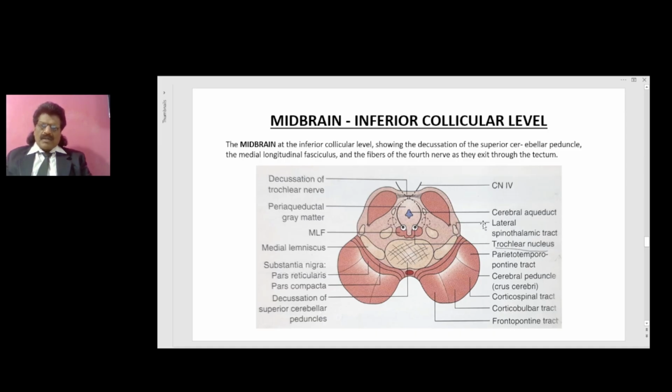So this is the cerebral aqueduct, lateral spinothalamic tract. This is the trochlear nerve. This is the trochlear nucleus. The trochlear nerve crosses to the opposite side like this. And you have the temporopontine fibers. Again, cerebral peduncle, crus cerebri, corticospinal tract, corticobulbar tract and frontopontine tract.